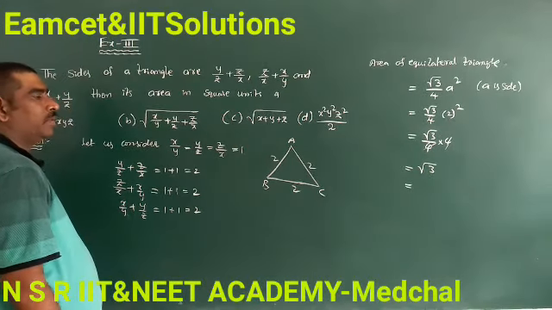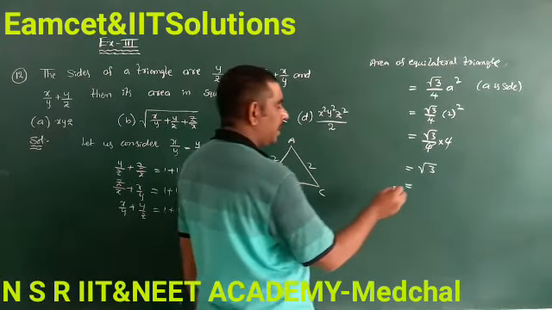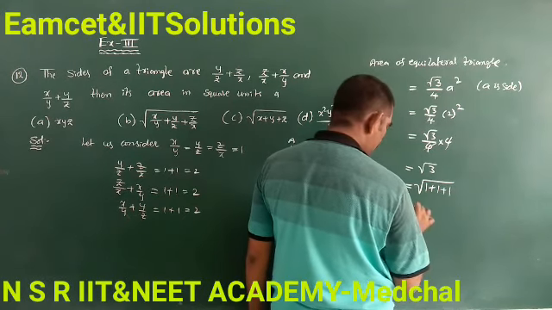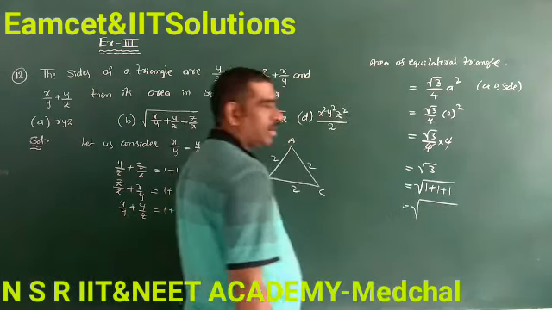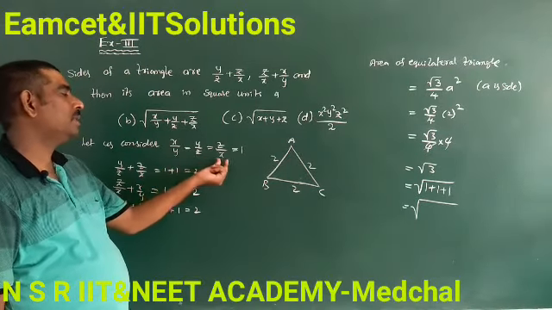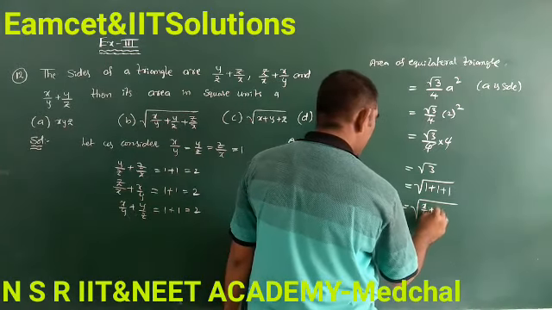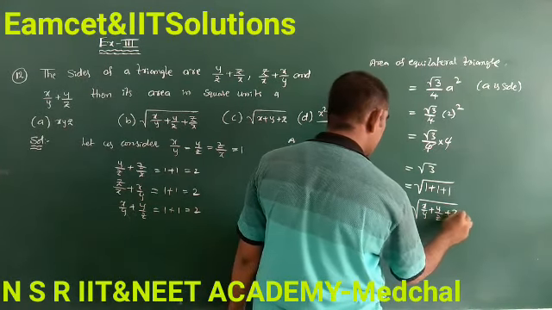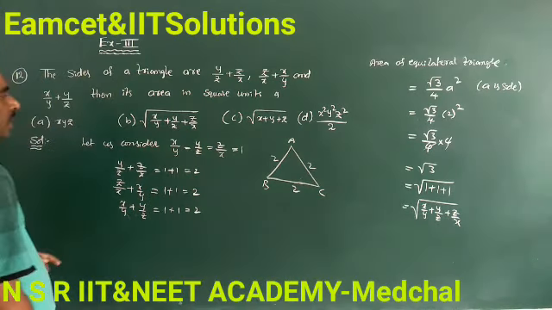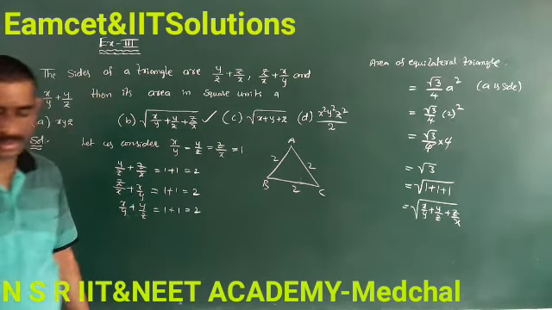But we don't have the value of root 3, we have the value of 1. So root 3 we can write as square root of 1 plus 1 plus 1. In place of 1 substitute x by y, another y by z, and another z by x. So write x by y plus y by z plus z by x. So the area of the equilateral triangle is square root of x by y plus y by z plus z by x. So our answer is B.